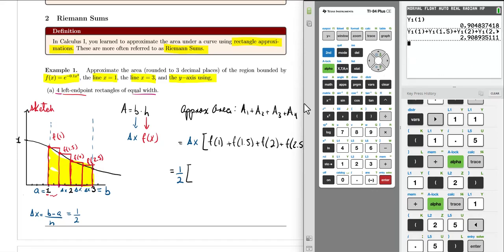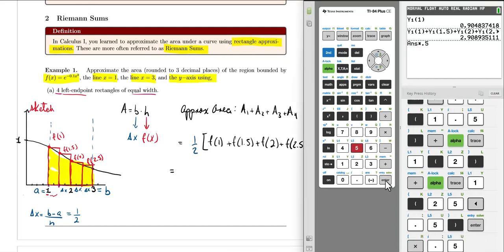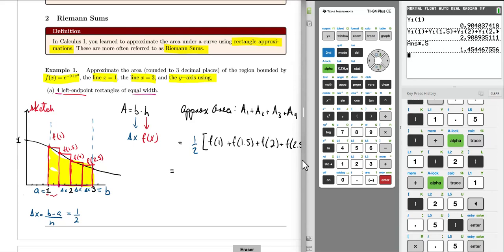Now, since we're still multiplying by a 1/2, I'll multiply everything here by a 1/2. Let me just put it at 1/2. All right. So multiplying this by 1/2 or 0.5, we're getting approximately 1.454. All right. So our answer was approximately 1.454. And there we go.